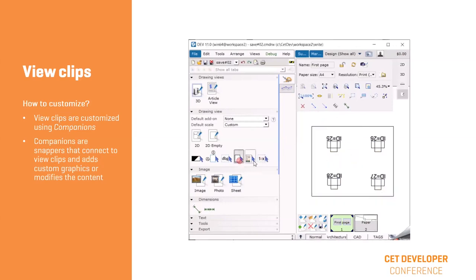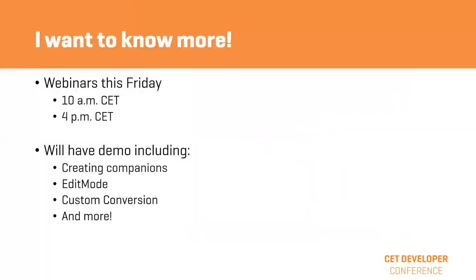If you have a very specific viewport in your current project, some migration has to be done. I will have 2 webinars this coming Friday, one at 10 a.m. and one at 4 p.m. This will contain a demo including how to create new companions, something called edit mode, which is how you alter the area you're looking at, how to do some custom conversion and more. So if you want to do some specific viewport stuff, make sure to visit one of those webinars. That's all for me. Thanks.